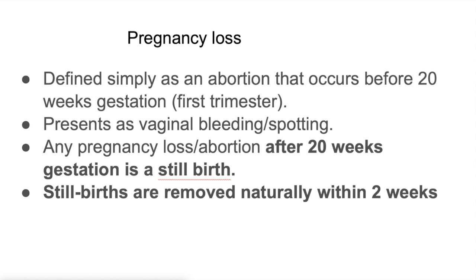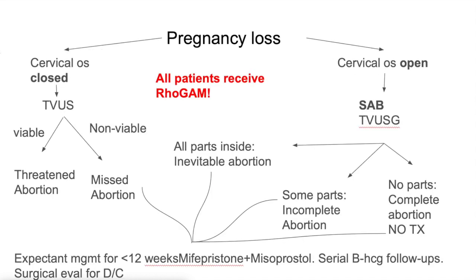Now, any pregnancy loss or abortion after 20 weeks of gestation is known as a stillbirth. Patients who have pregnancy loss after 20 weeks, the treatment is usually natural. The woman usually gets contractions within 2 weeks post death of the fetus, naturally via labor, contractions, and ripening of the cervix. Now, moving on to this flowchart, first of all, we'll set this as a rule. All patients with any type of pregnancy loss will receive ROGAM except for complete abortion.